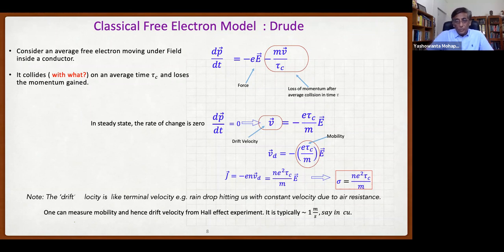But they achieve terminal velocity after dropping for some time, because of the air resistance. So similarly, you can view the drift velocity as like a terminal velocity because of the collisions which impede the motion of the particle inside. And as I said, one can measure mobility, and hence drift mobility, from Hall experiments.